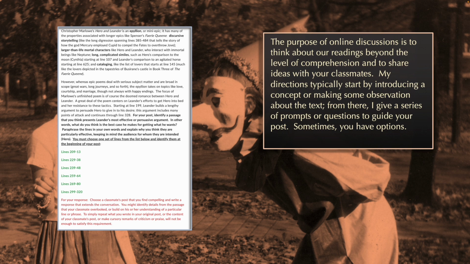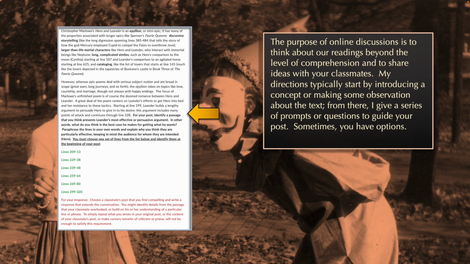This one happens to be about Christopher Marlowe. And the instructions begin with a little commentary on the poem that the students would be discussing. In this case, it's Marlowe's Hero and Leander. I talk a little bit about it. I introduce some terminology, and give the students some things to think about.